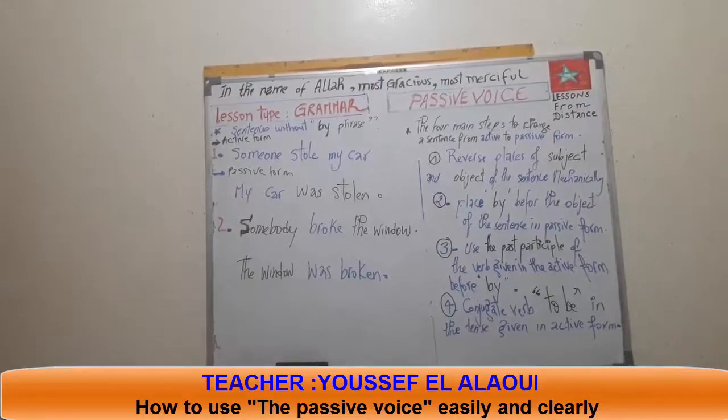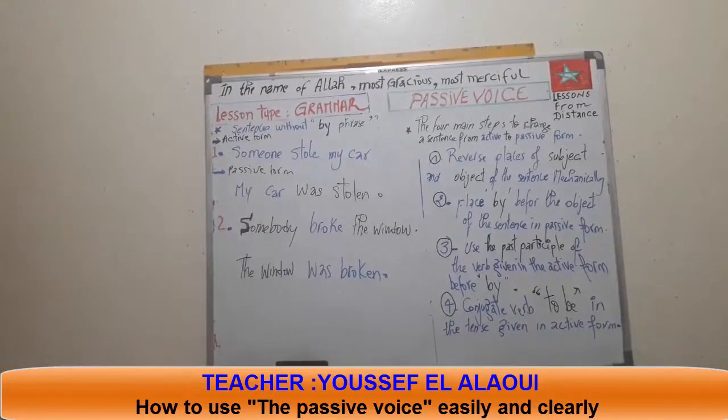Now I'd like to have your attention to some exceptions. Some students say that sometimes they find some sentences in passive form without the by phrase. To clarify in brief, this is a sentence: someone stole my car. Then in passive form we say my car was stolen, without the by phrase. Why? Because we don't know who did the action, and we say my car was stolen.